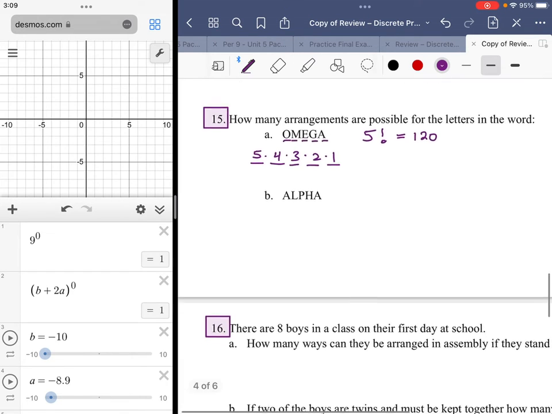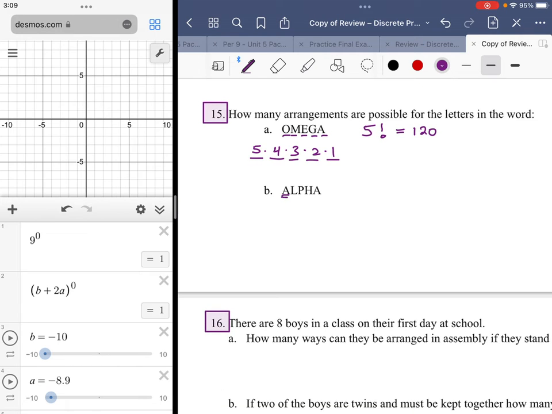Now for alpha, you see that we have a repeated A. Just a quick example, let's say I wanted to rearrange the letters in the word alpha. One way that I could do that would be to switch this A with this A. If I do that, I wouldn't get a unique word. It would be the same word. So switching the order between those 2 A's would not impact anything. So that would be an extraneous arrangement.